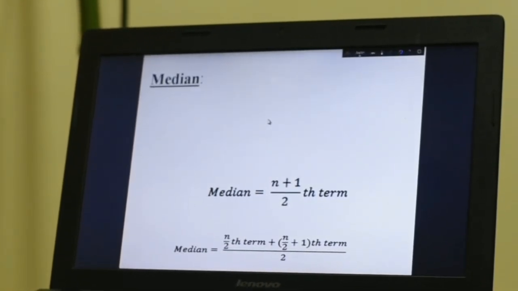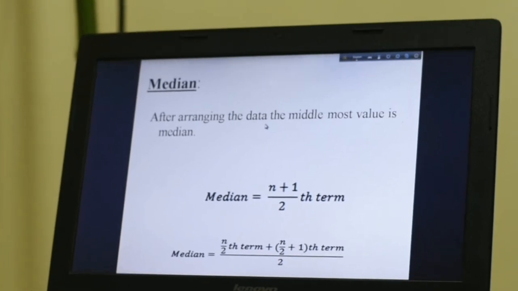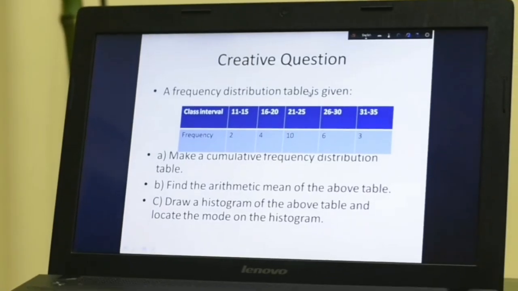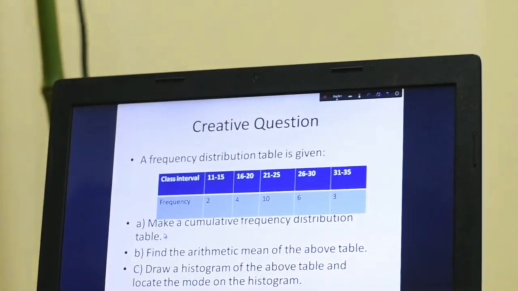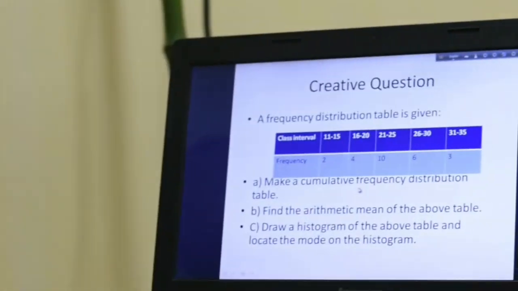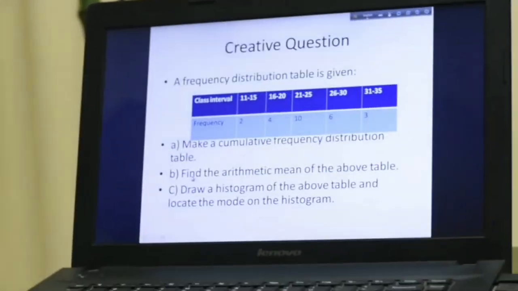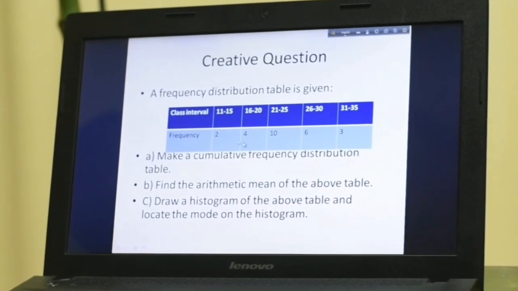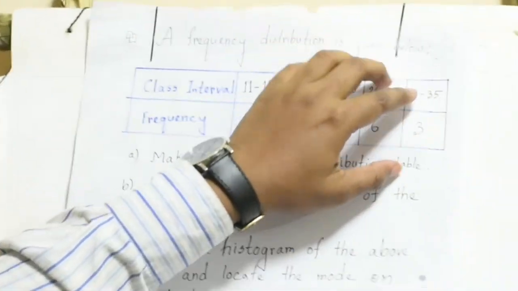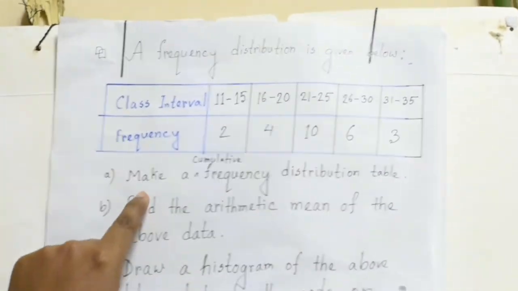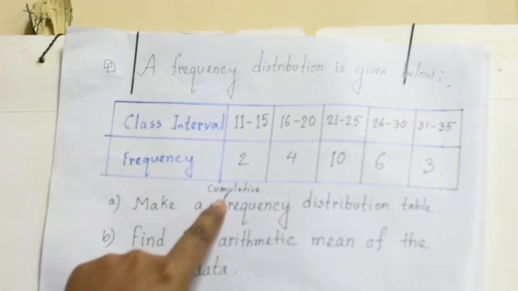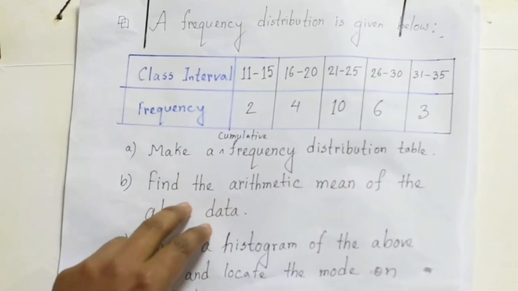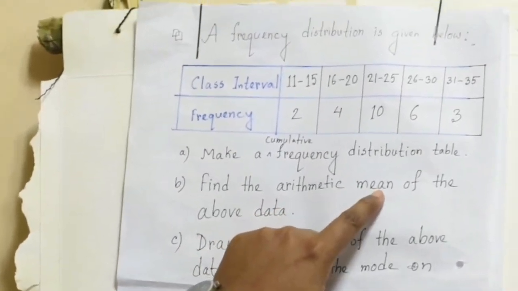Now, median. It is also another topic. So this is the creative question, and we understood how we can make a cumulative frequency distribution table. Later on, the next portion is to determine the arithmetic mean of the table. Let's see. I repeat, this is the given frequency distribution table. We understood how we can determine the cumulative frequency distribution table. Now we have to know how we can calculate the arithmetic mean.